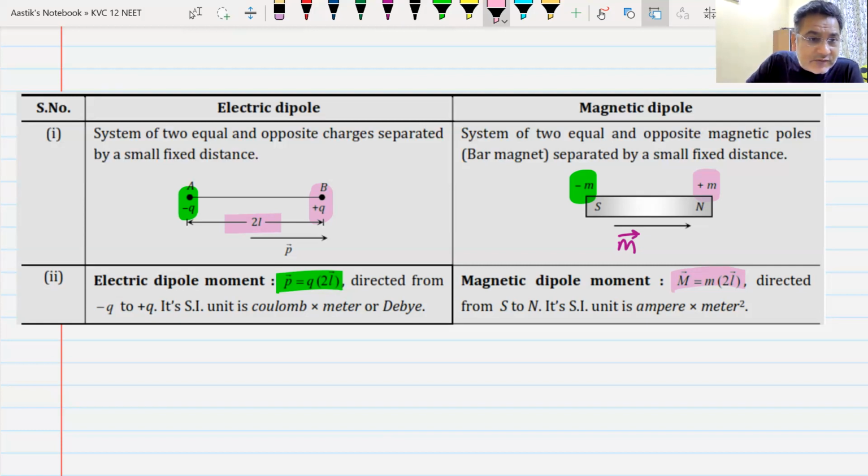If you can write these formulas together, you can understand both of these things together because they are exactly the same. The only difference is that in electric dipole, P will be written as electric dipole moment. In bar magnet, M will be written as magnetic dipole moment. That is the only difference, my dear friends, between the two formulae. Do we understand this? Yes or no?